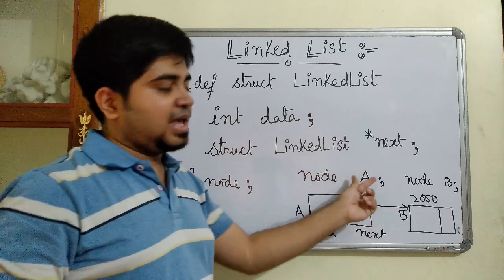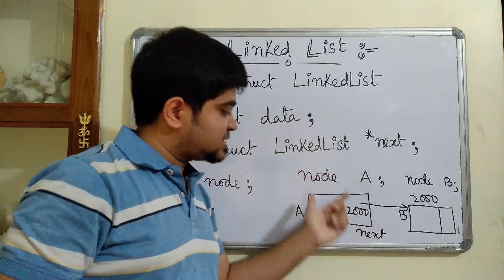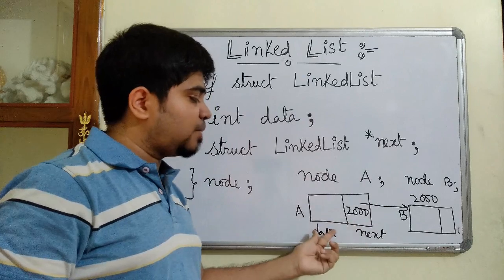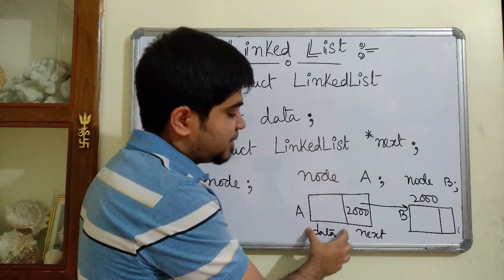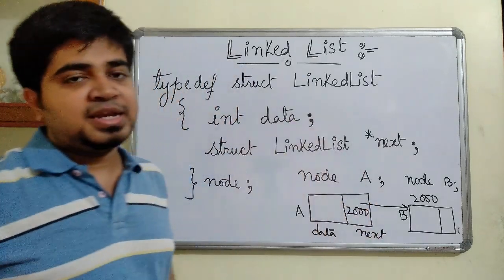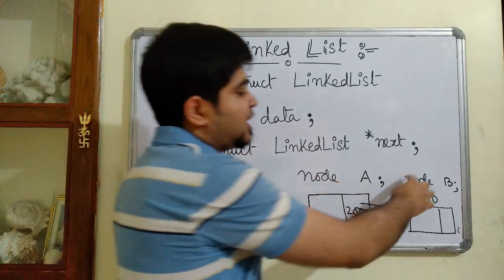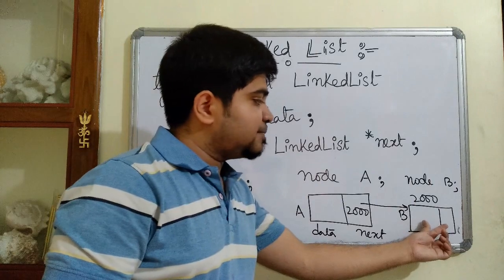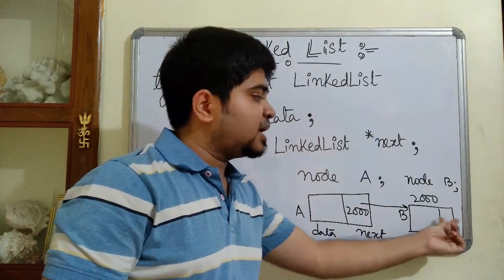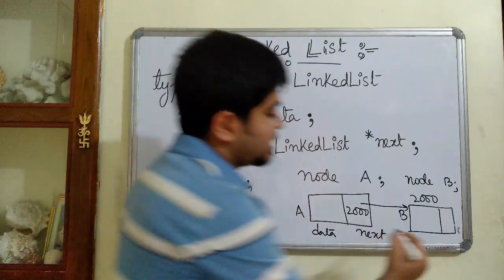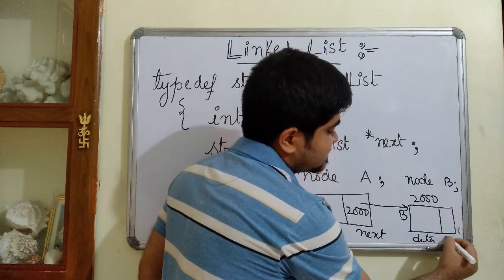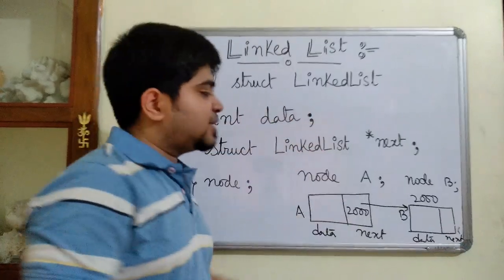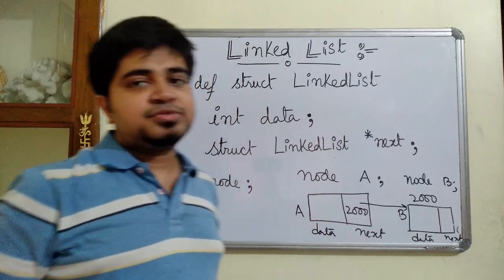So node A, this A is a node having 2 parts. One part is the data part and the other part is the next part. We have another node which is B over here. Now say suppose B also has the data part and the pointer part. So this is the data part and this is the next part. This particular node has an address which is 2000.